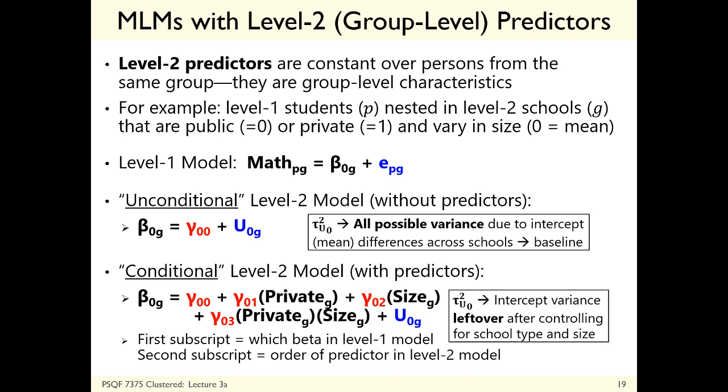But yeah, in theory, let's say that we estimate an empty model in which we have an intraclass correlation of 0.2. What would that mean in this context? 20% of the math variance is due to schools, mean differences across schools.